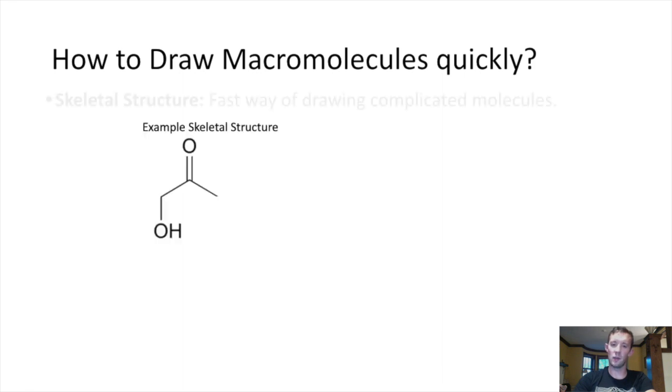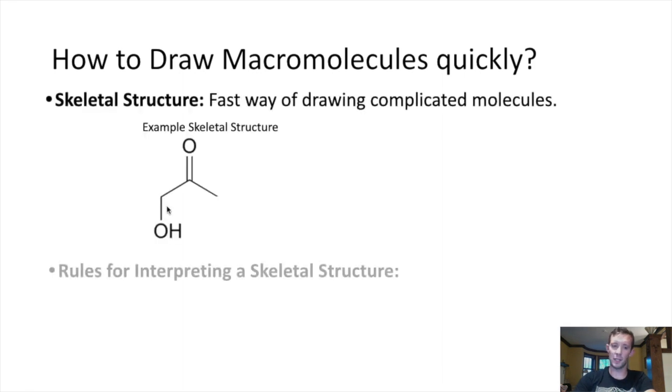So when chemists or biologists try to draw out really big and complicated macromolecules, they'll often take shortcuts by building something called a skeletal structure. And so there's a couple of rules for interpreting this sort of skeletal structure.